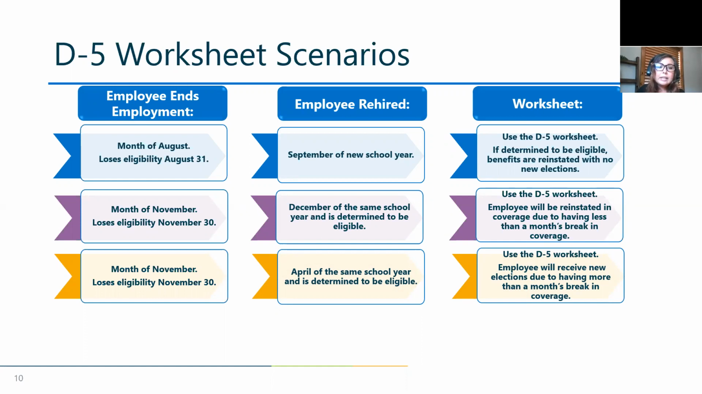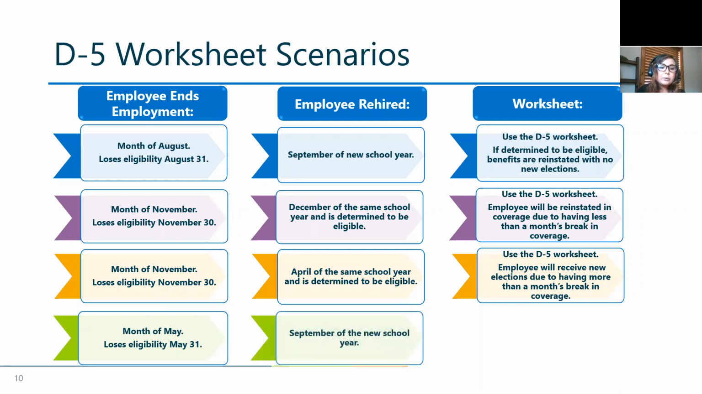And then one last scenario that you might be running across. Let's say you have an employee who ends their employment in the month of May, which means that they're losing their eligibility May 31st. And then that same employee is being rehired in September of the new school year. Okay, so you might be running into this where you had an employee who left employment sometime last school year and now they're being rehired for this coming school year.